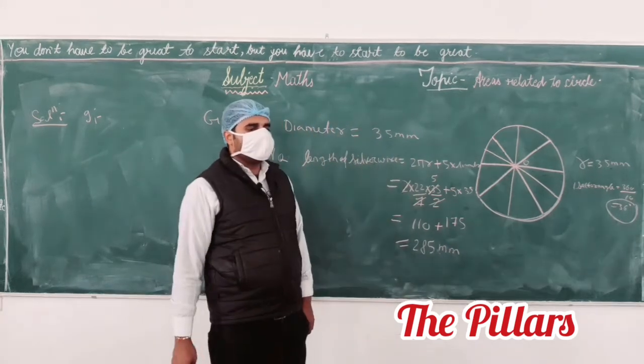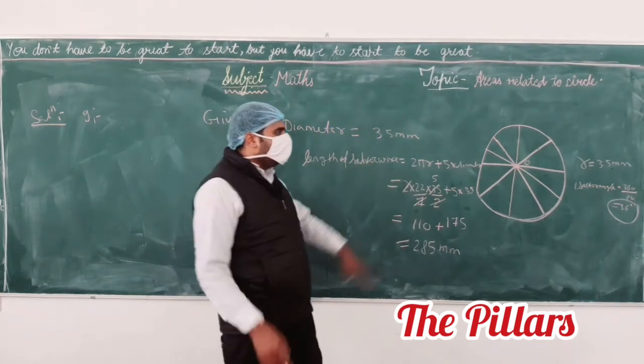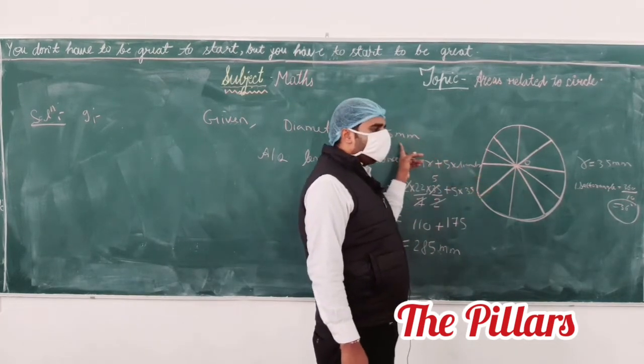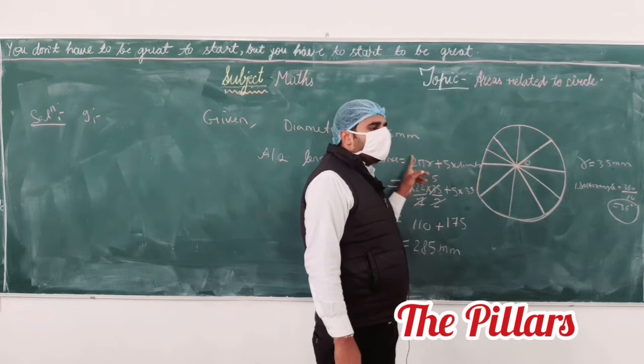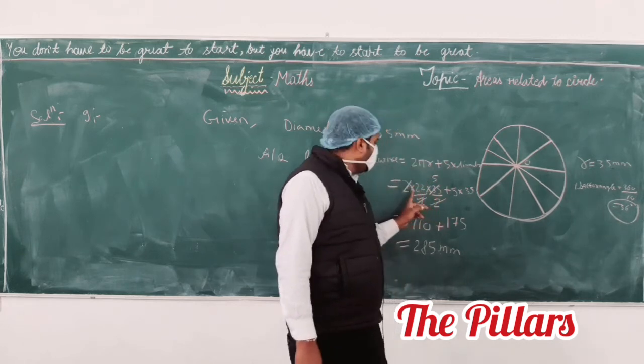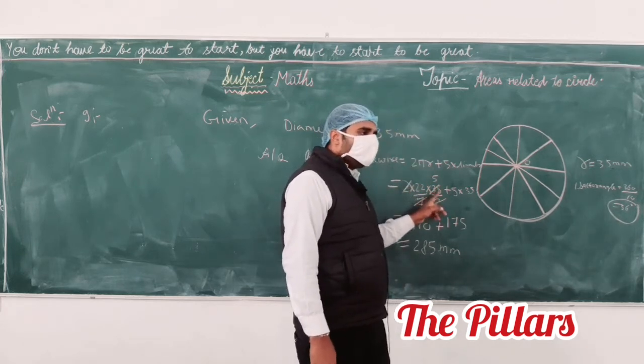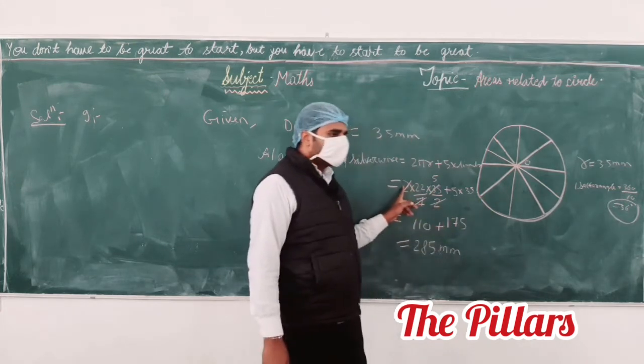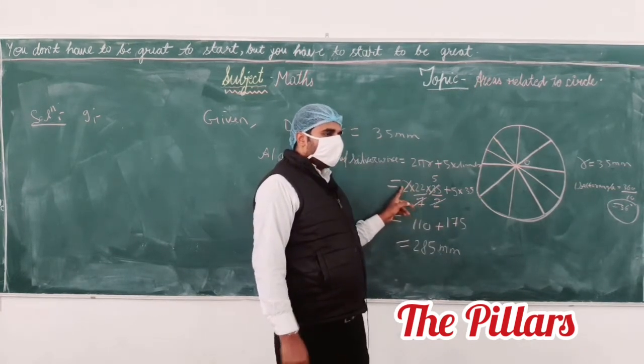This is the length. We have to calculate 2 pi r plus 5 into diameter. The diameter is 35 millimeter. r is the radius, and radius is half of the diameter. So 2 into 22 by 7 into 35 by 2 plus 5 into 35. You see that 2 and 2 cancel. The boundary is also made up of the wire.